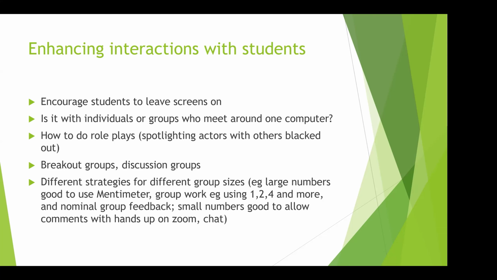Discussion groups, different strategies for different group sizes. So large numbers, Mentimeter is great. 1, 2, 4 and more, you had a little go. Nominal group feedback, we've talked about that. Small group numbers are good to allow comments with hands up in Zoom. So there's a small number of people all on Zoom, they can just put hands up and then you can tell who's next. Because when you put your hand up, your picture goes to the top of the Zoom screen so people know you're the next person to ask the question. So you can either have a virtual hand up, or some Zooms allow you, when you actually put your hand up, it pops the hand up. It's very clever. So that's helpful as well.